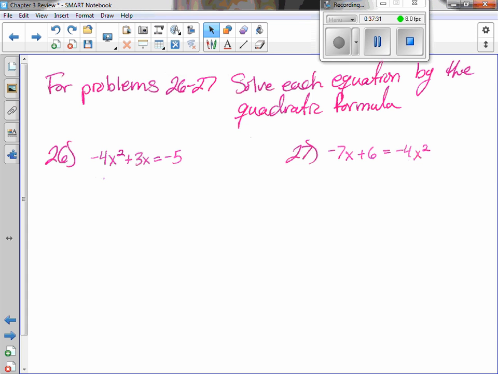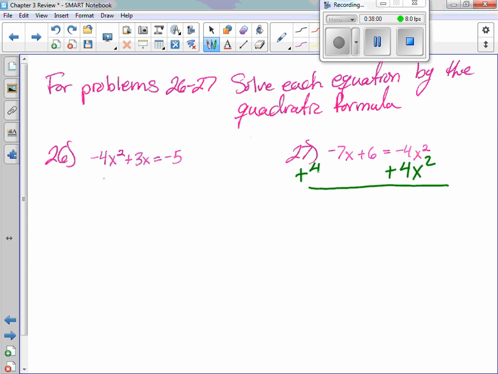Number 26 or 27, solving the following equations by completing the square. Do we have questions on 26 or 27? Either one of those that we want to look at. 27. Now, when we're using completing the square, we need this equation equal to 0. So I need to get everything on the same side of the equal sign. Well, the easiest way to do that would be to add 4x squared to both sides. That's going to be the easiest way to do this, which will give us 4x squared minus 7x plus 6 is equal to 0. We need to get it equal to 0. That's going to be the first main step.